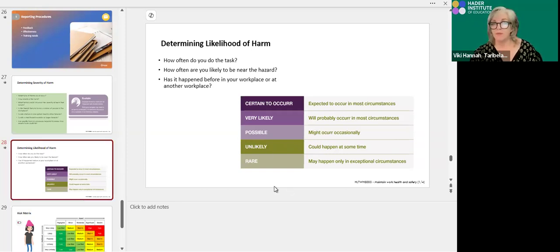Here are the classifications: rare, unlikely, possible, very likely, certain to occur. So extremely likely might be another way to say certain. So there's areas there for you to refer to. I say that because I know this is in your assessment. You're going to be tested on that as well.